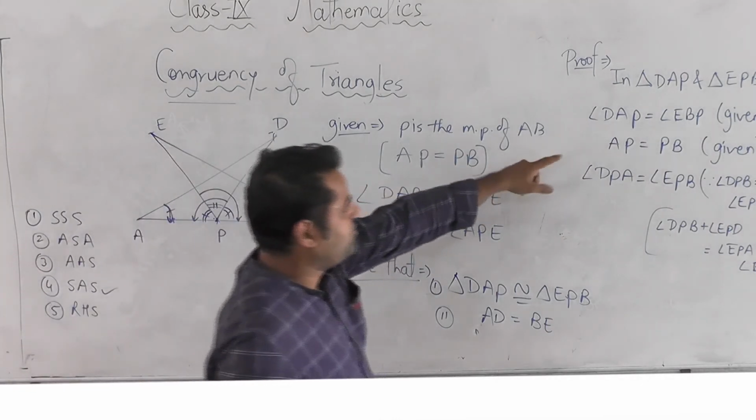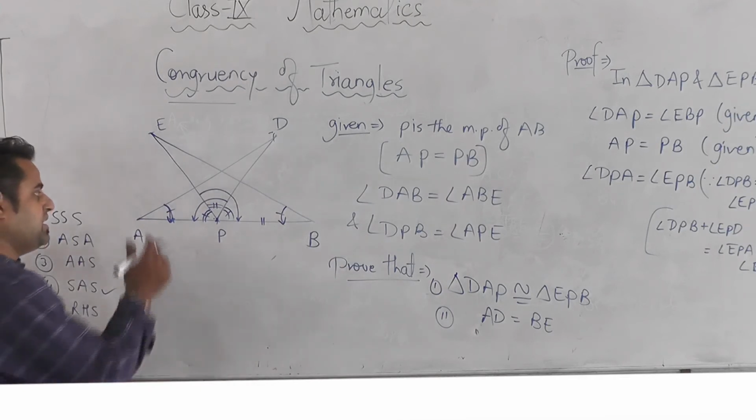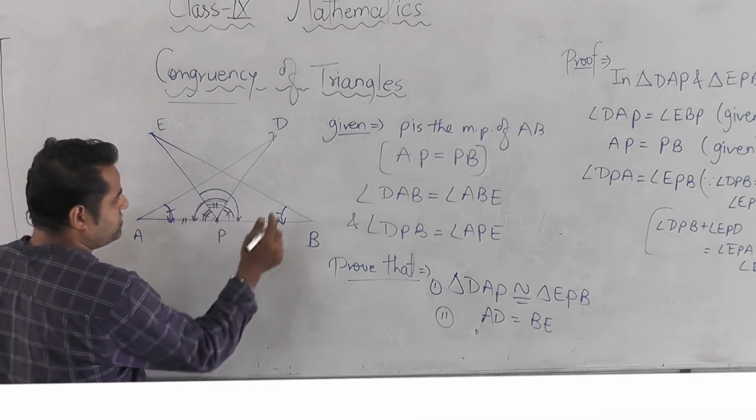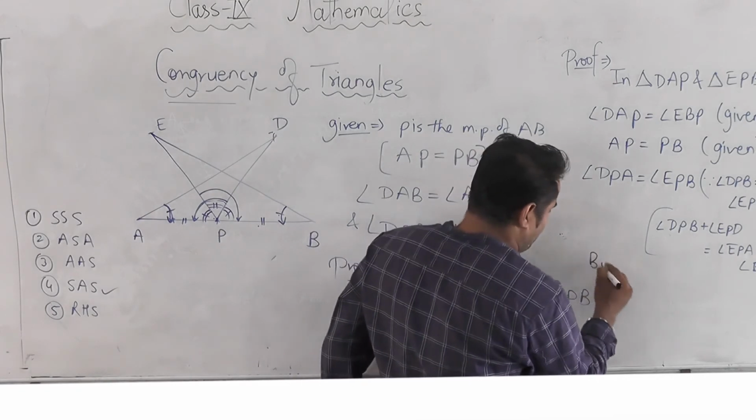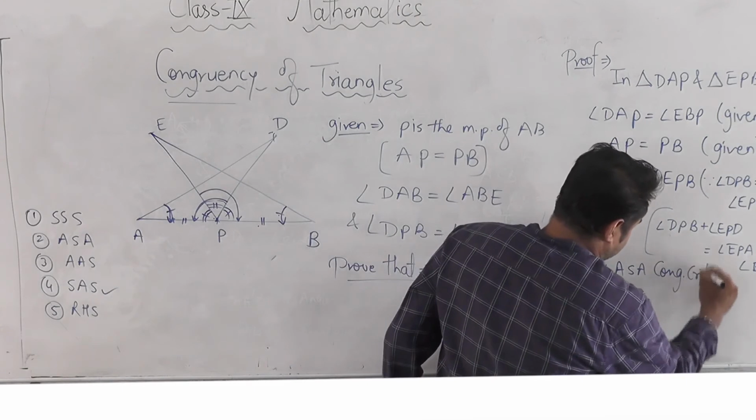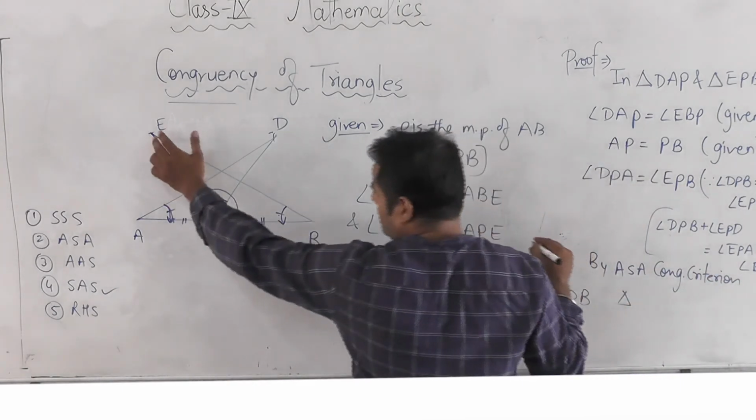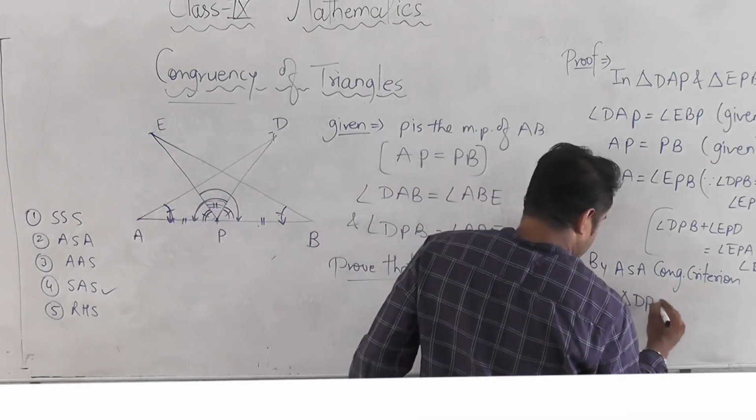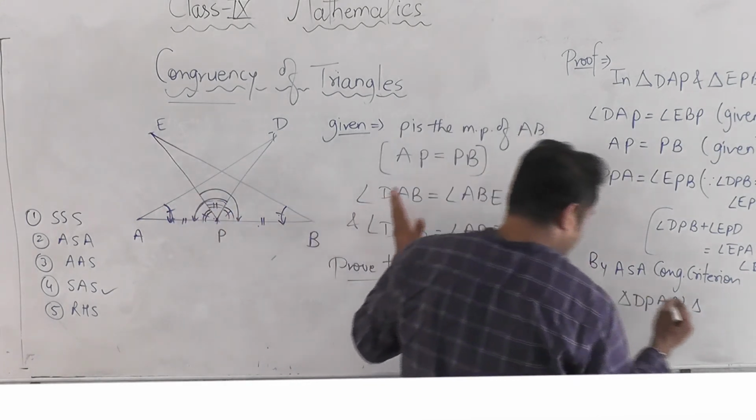So now as you can see, we have two angles and the side. Which side are they lying on? This angle, side and angle is equal to this angle, side and this angle. So by the angle-side-angle property, the ASA congruency criterion, what happens? The first triangle DPA is congruent to the other triangle EPB.